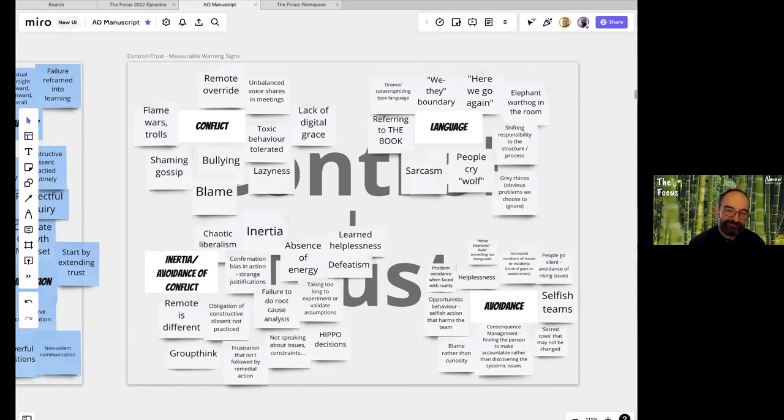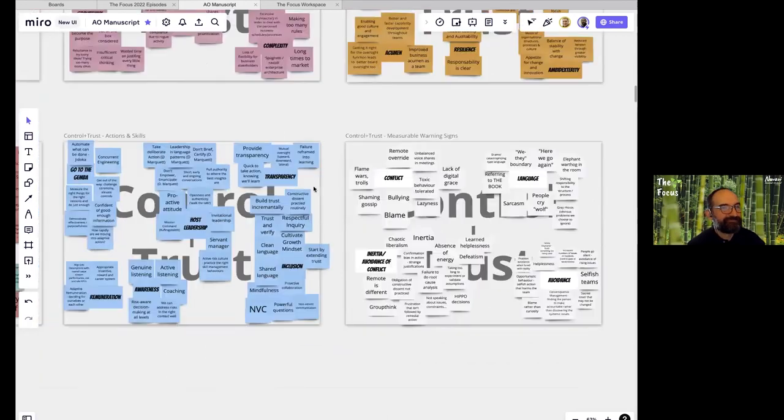And then you see all sorts of other avoidances, not just avoidance of conflict, but also other forms of avoidance. Learned helplessness is a great example of that. You also see some teams are selfish. That's mentioned in there.